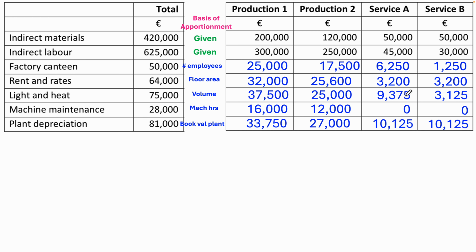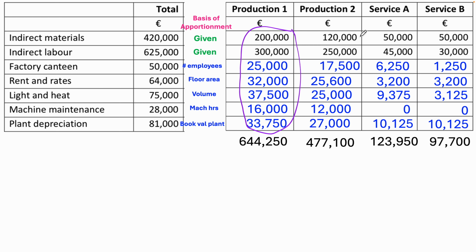Okay, what you're asked to do then, when you've got all these done, is total up each of the headings. Now don't forget to add in the ones that were already done for you, the indirect materials and the indirect labour at the top. When you get those added up, make sure that you double check them again. So you'll have total in production 1, 644,250, total in production 2, 477,100, total in service A, 123,950, and total in service B, 97,700. So that's all of that totaled up.